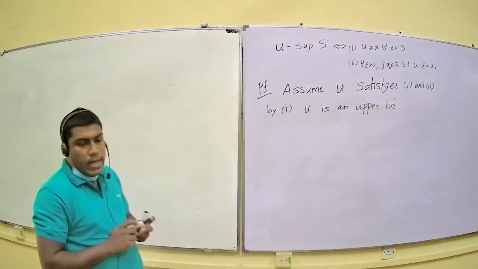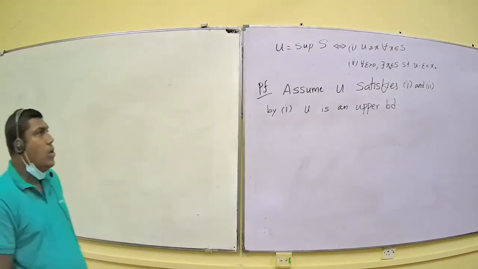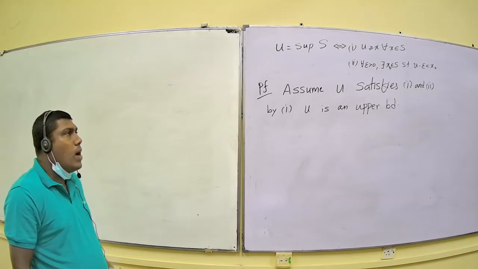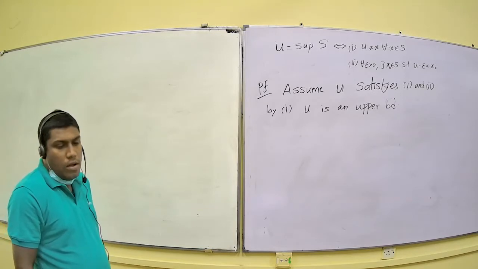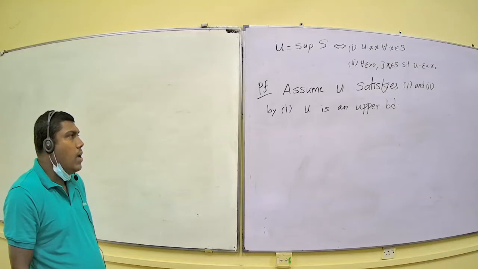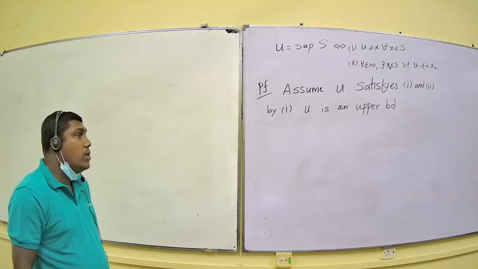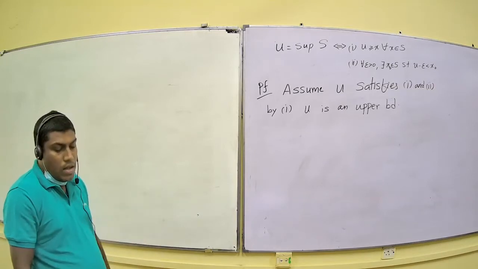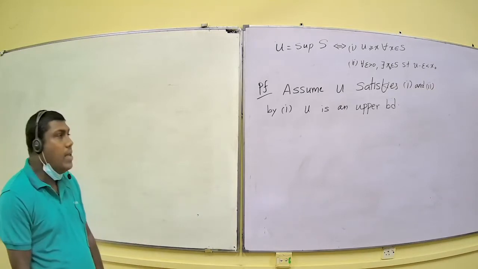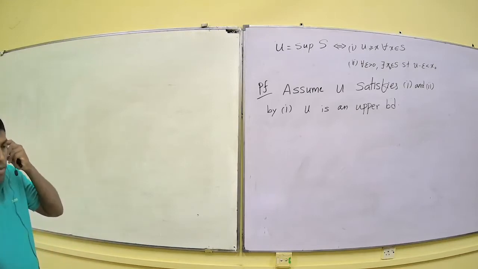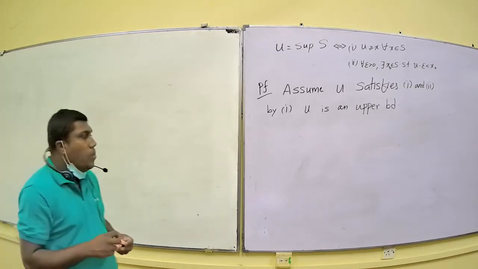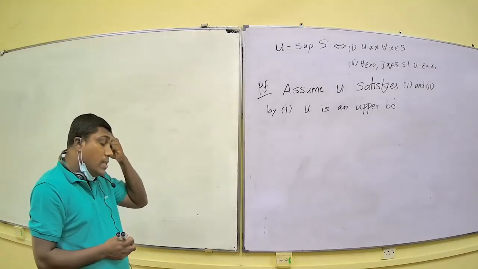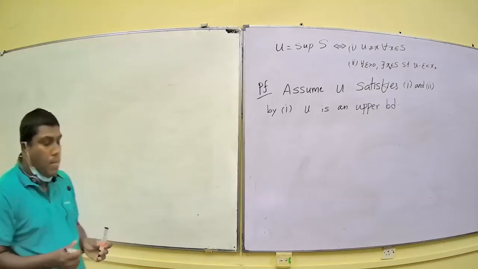So this upper bound part is quite clear, because U is greater or equal to x, that is what statement 1 says. Therefore, U is obviously an upper bound of the set S. Now we have to show that it is the least upper bound.